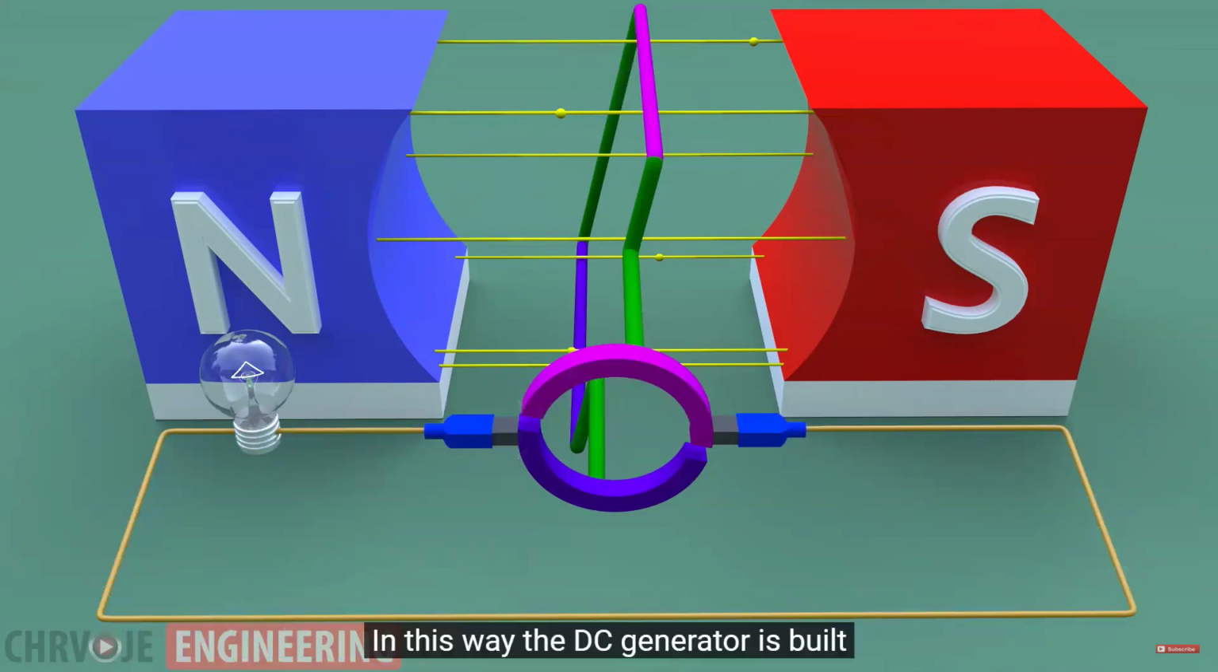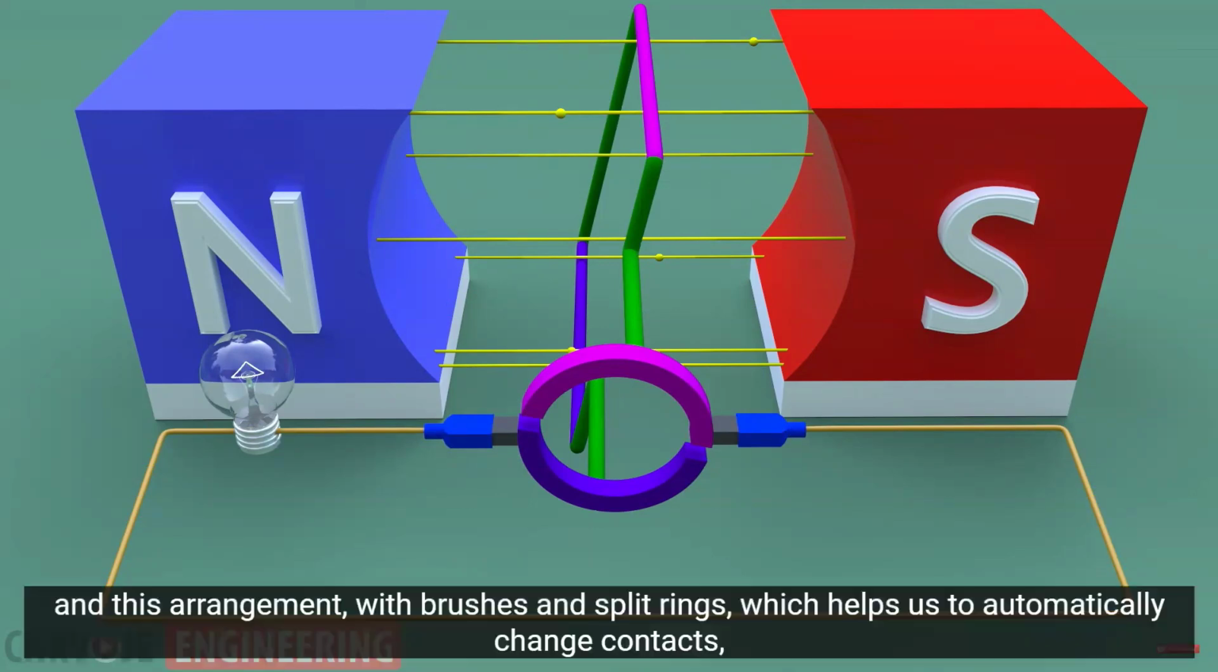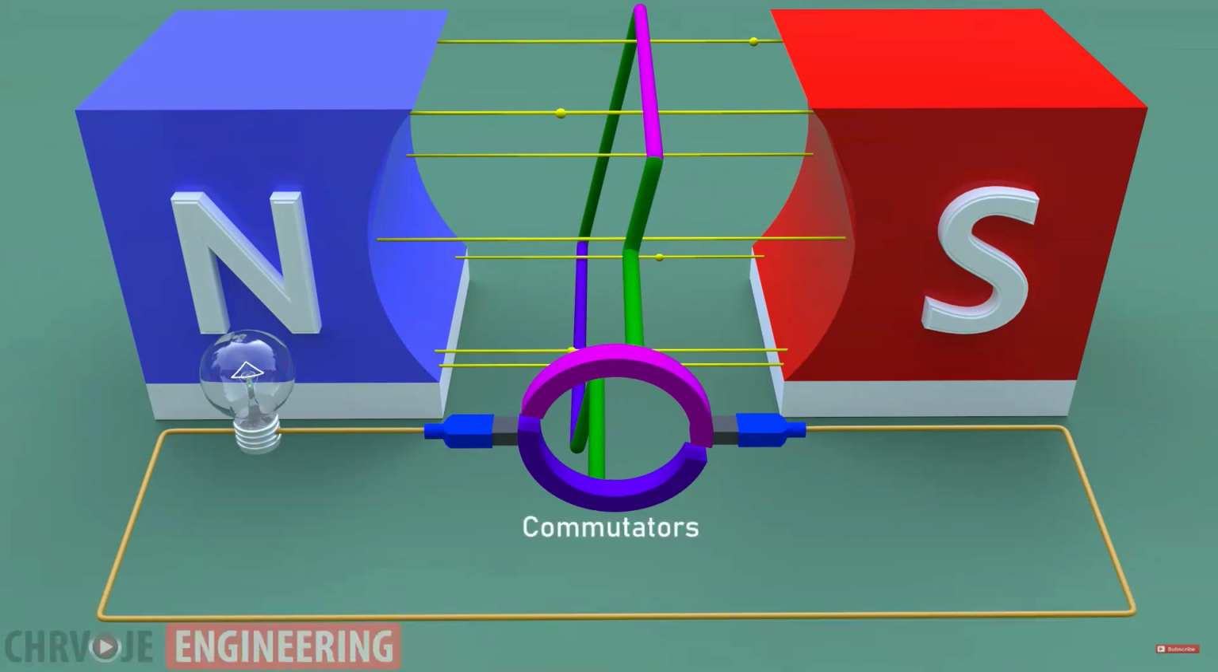In this way, the DC generator is built, where the current only flows in one direction through any external circuit. In this arrangement, with brushes and split rings, which helps us to automatically change contacts, we call them commutators. So split rings act like commutators.